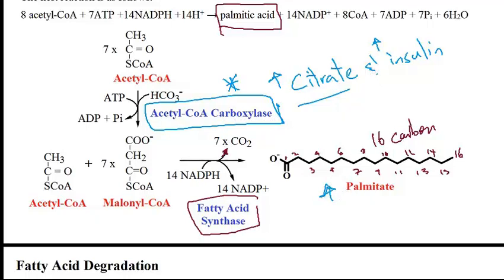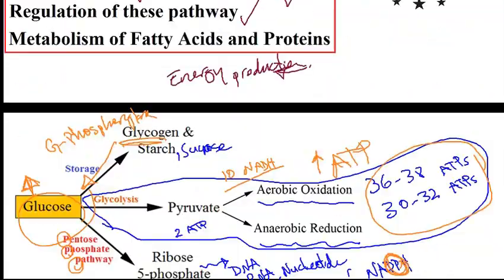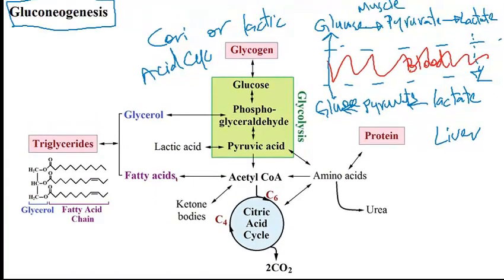On the other hand, if we have the other molecules, like for instance glucagon and epinephrine, which their function is to increase the blood glucose, they would inhibit the activity of acetyl coenzyme A carboxylase, because they don't want to store the valuable resources into fatty acids. They'd rather push the mechanism through gluconeogenesis in order to produce more glucose. So these hormones will inhibit fatty acid production.